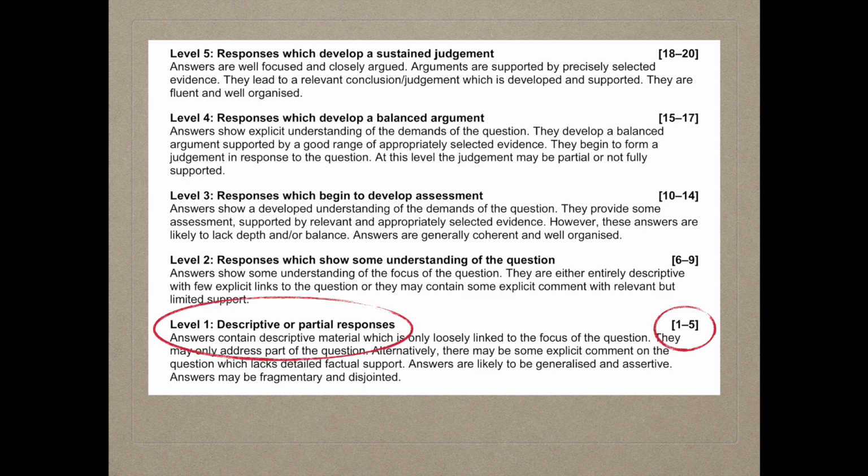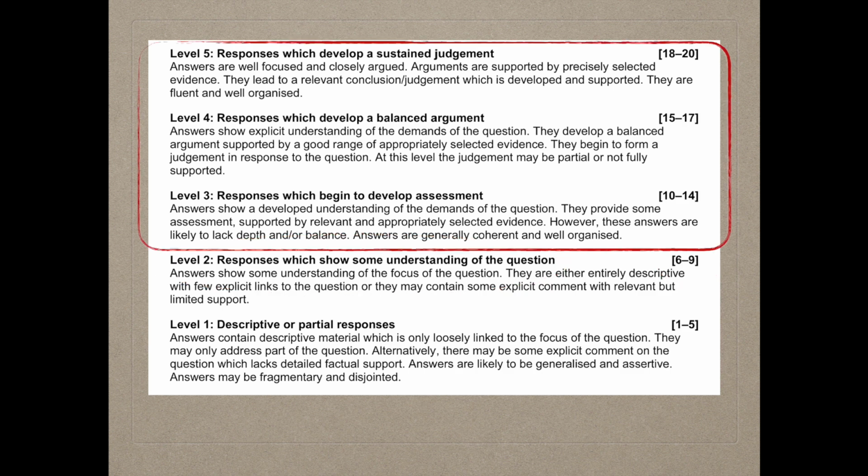For a level 1, you're giving descriptive or partial responses. You might be loosely on the actual material in the question. You're slightly descriptive, kind of talking about what the question is actually about. They'll give you 1 to 5 points depending on how much you've given. A level 2 is a response that shows some understanding of the question, and you get 6 to 9 points here. You've got an idea of what the question is asking and you're trying to answer it. You're just describing some of the events that would support or challenge the statement without truly linking it to the question at hand.